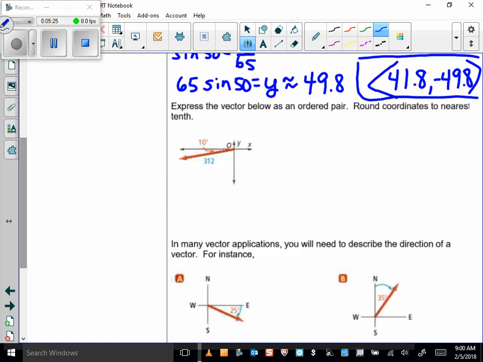All right. Let's do another one. Express the vector below. Okay, same kind of situation. The vector is the hypotenuse. Okay, let's look at what we have here. We have our x going in the negative direction, our y going in the negative direction. So we know they're both going to be negative numbers, right? We're going to use our trig. Okay, here's x, here's y. We're going to use cosine again. So cosine of 10 equals x over 312.